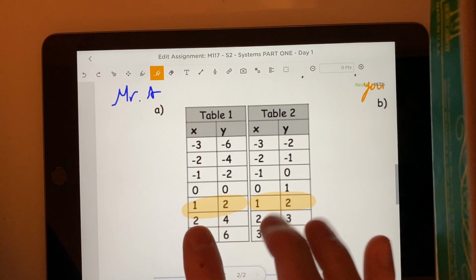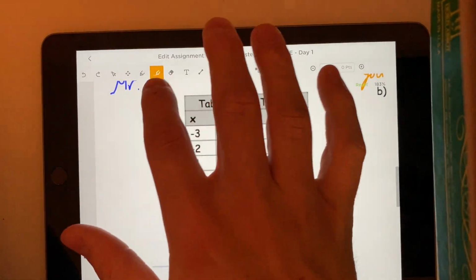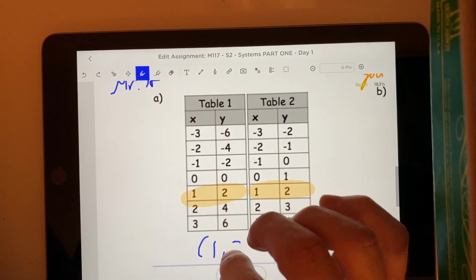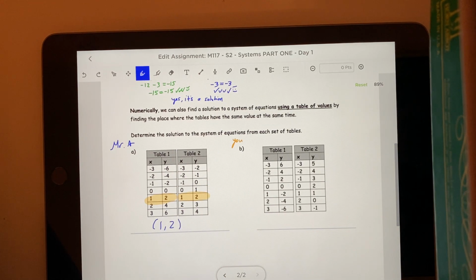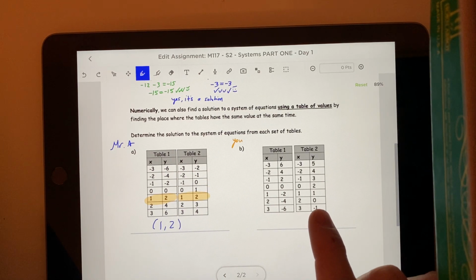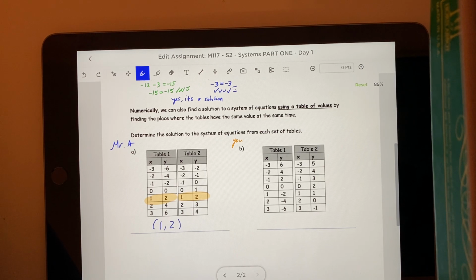They both have 1, 2. Everything else is different. So your solution is 1, 2. So look for that matching one. In this case, let me just make sure there's an answer. And there's an answer here too. So you guys can find that.